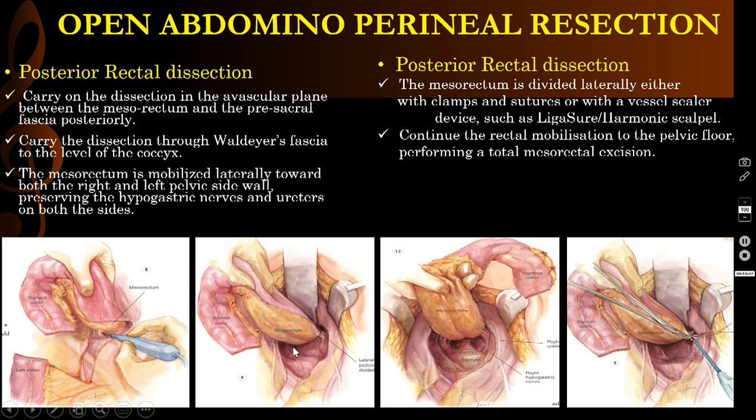While mobilizing it laterally, you can see this lateral ligament. Okay, the mesorectum is divided laterally. This lateral ligament can be divided either with clamps and sutures or with a vessel sealing device such as LigaSure or harmonic scalpel. That is what you have to do. Here you are seeing it clearly. They are ligating it and suture ligating this lateral ligament.